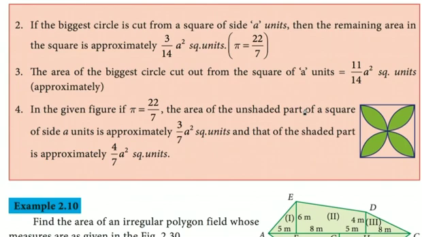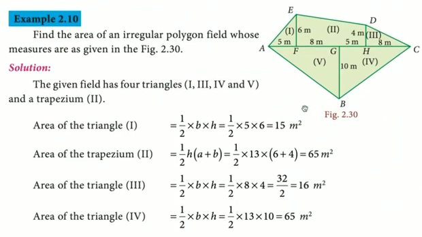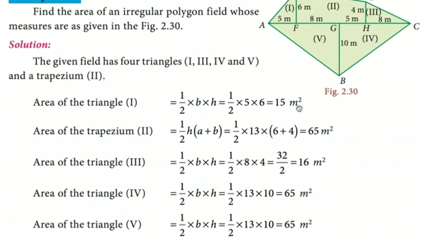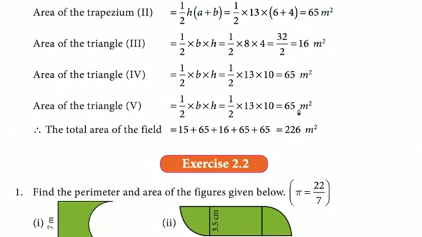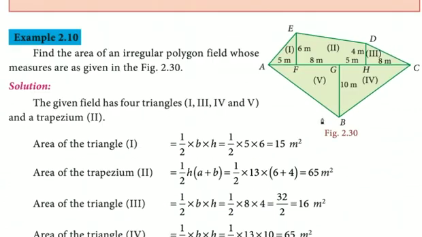The area of the biggest circle cut out from the square of A units is 11 by 14 A square. Okay. In the given figure, pi is 22 by 7. The area of the unshaded part of the square of A units is approximately 3 by 7 A square, and the shaded part is approximately 4 by 7 A square. You need not remember these formulas. You can derive them if you want. No problem. So we'll postpone the discussion maybe. Let's solve this problem, and then the exercise part we will postpone to the next topic.